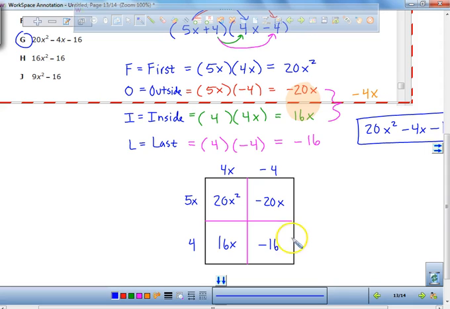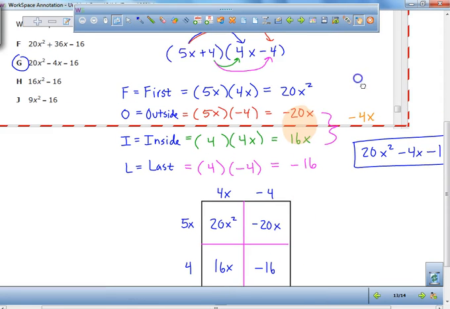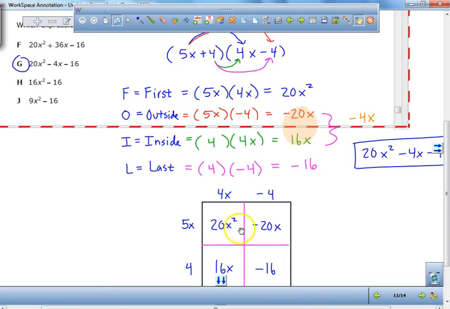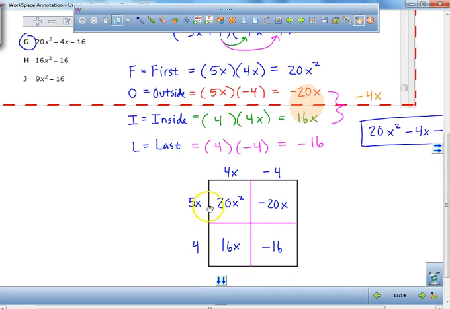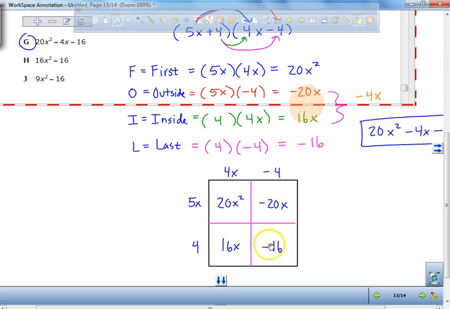You don't have to worry about, okay, did I do everything that I needed to? If you make everything and you put it in a box, then what should you have? The 20x squared. What are these going to add together to equal? Negative 4x. What's that going to be? Negative 16. Okay?